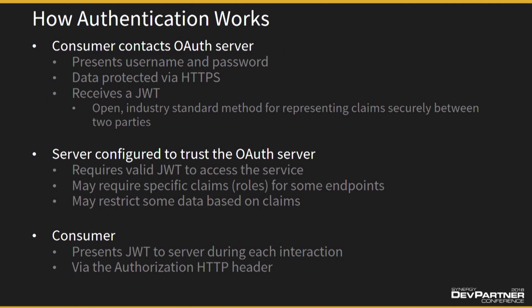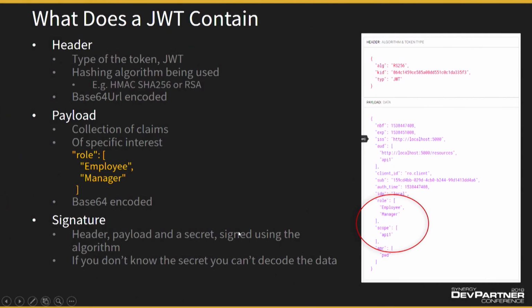I've specified in the repository that there's a field in the customer record called tax ID. And I've put some code in the repository to say you have to be a manager to see the tax ID. Okay, so that's going to be our little demonstration. So the consumer then presents the JWT token to the server every time it interacts, and it does so via an authorization header. So it's an HTTP header in the request called authorization, and you include the JWT token as a bearer token, and you're going to see all of these steps happening.